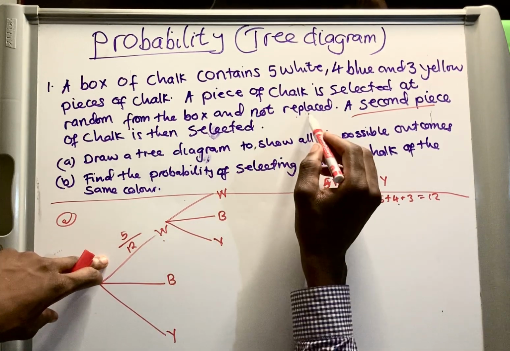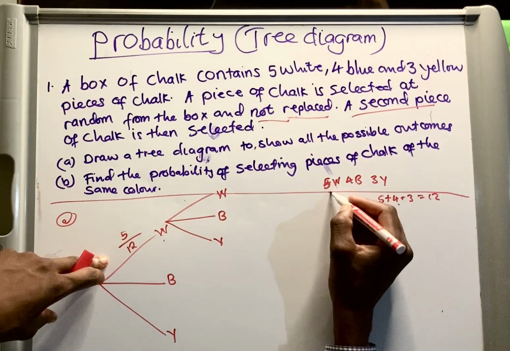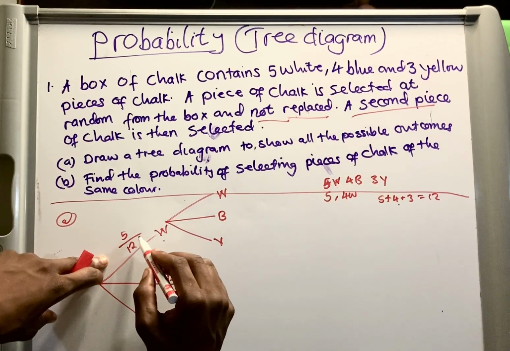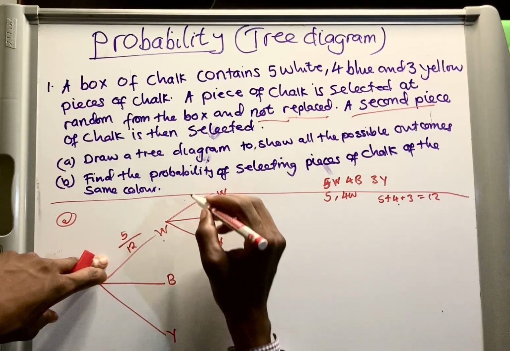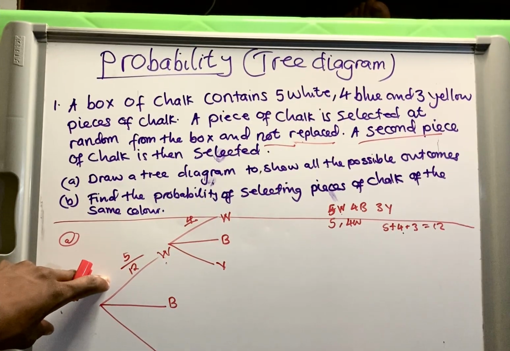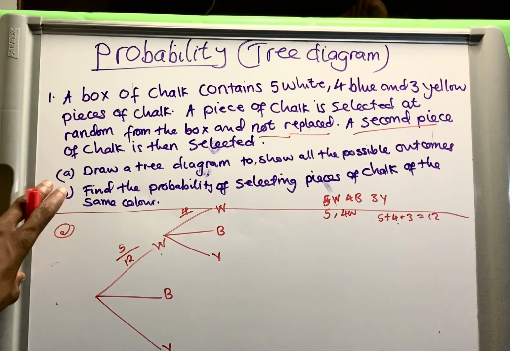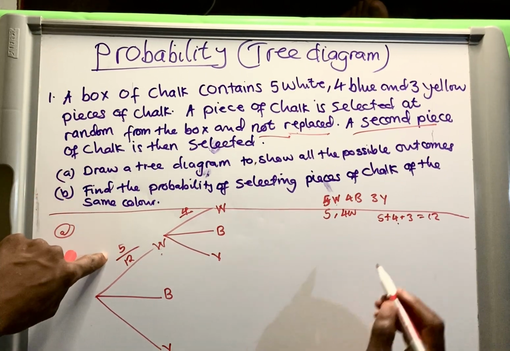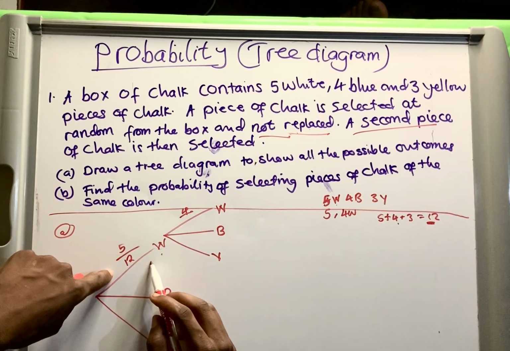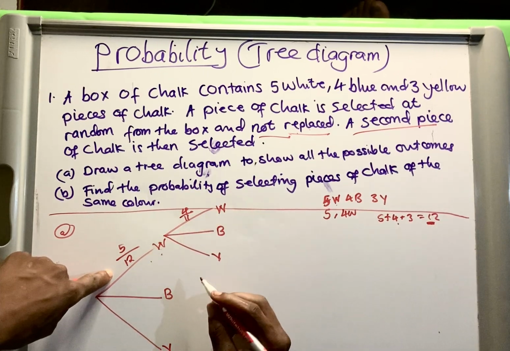Now, since the first chalk was not replaced, instead of having 5 white, we have remained with 4 white, because the chalk which was picked was not replaced back. So we have 4 over the total. Now, what will be the total? The total has been affected. Remember, altogether we have 12 in the box. The first was not replaced, therefore we have remained with 11.